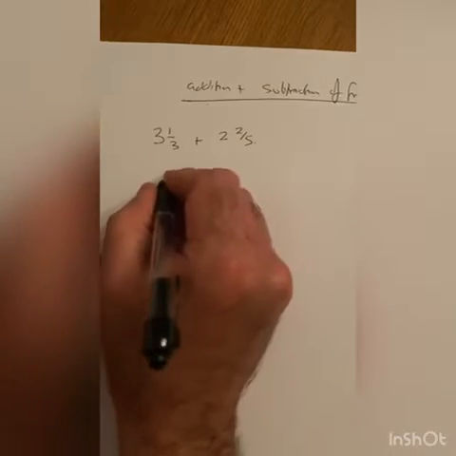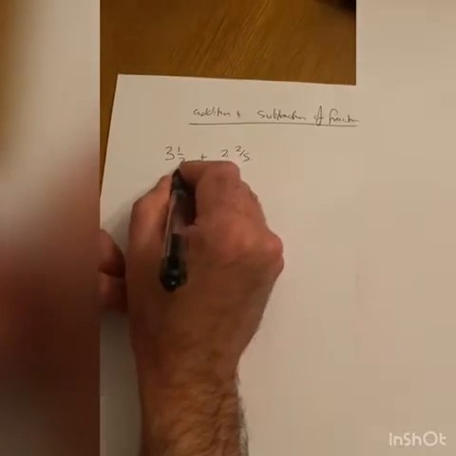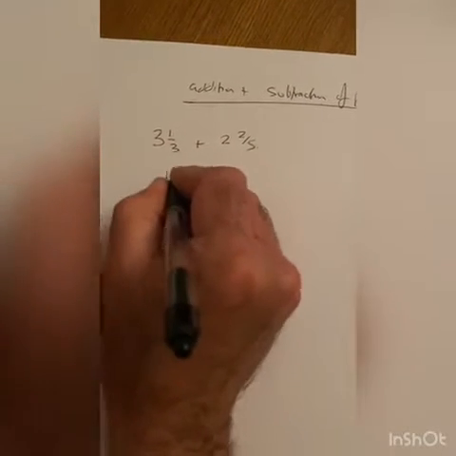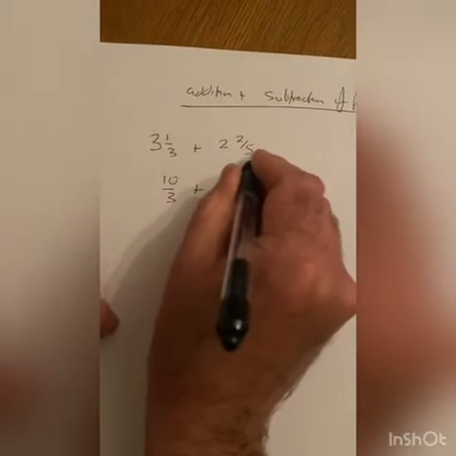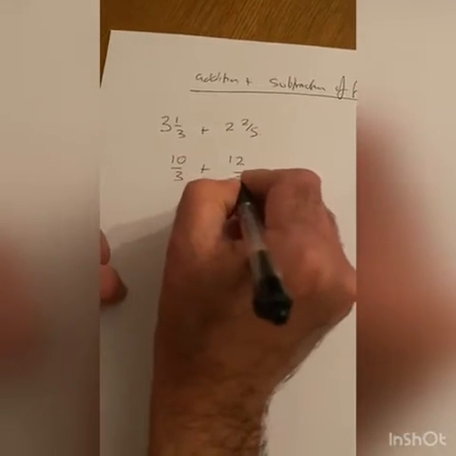Obviously, we can't do it as it is, so we need to rewrite it as improper fractions. So that becomes 3 into 3 is 9 plus the 1, 10 over 3. Plus 2 into 5 is 10 plus 2, 12 over 5.